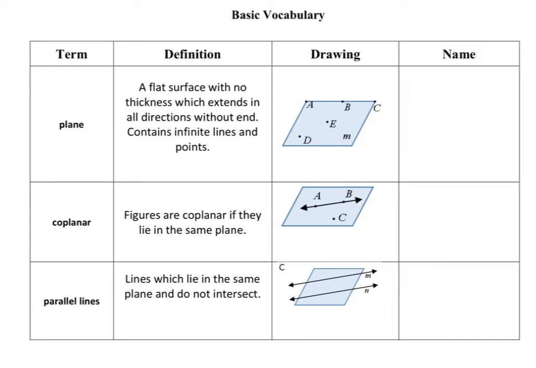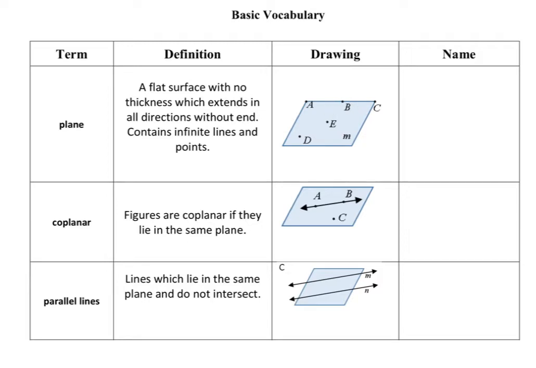Today we're going to be talking about points, lines, and planes. So first let's start with some vocabulary. A plane is a flat surface with no thickness which extends in all directions without end, and this contains infinite lines and points. So this is an example of a plane. There are different points within the plane, and then we can draw lots of different lines within this plane.